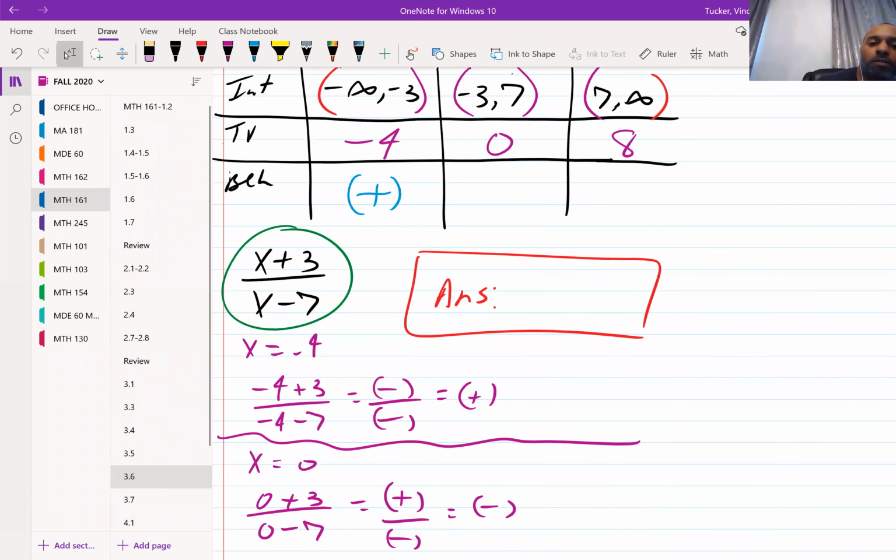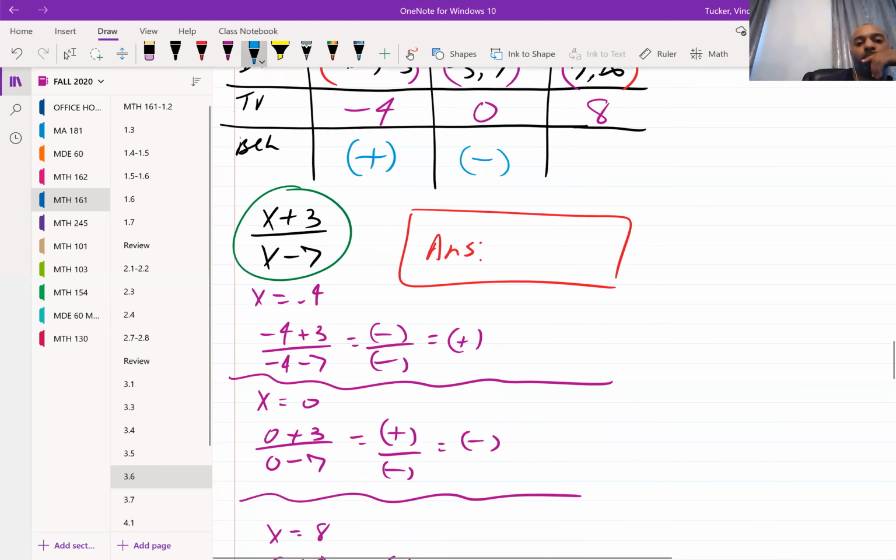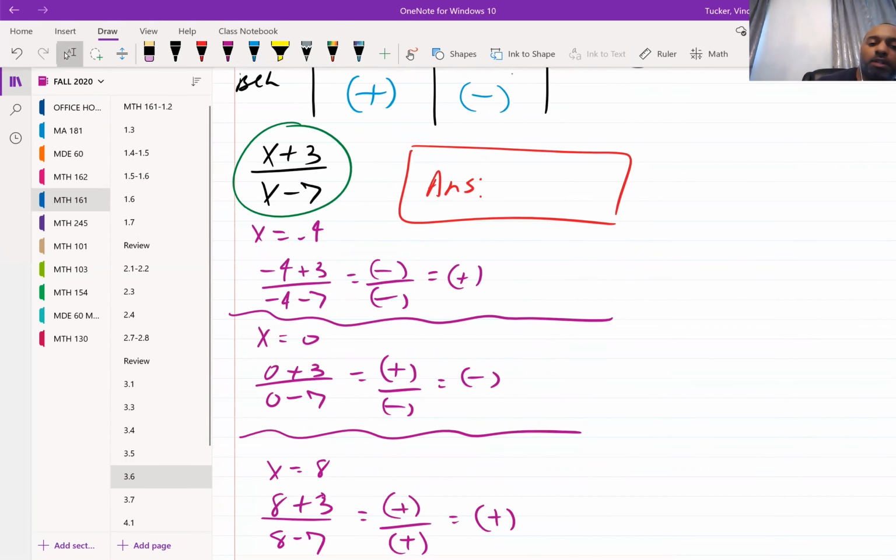Plug in 0. Positive number over a negative number, that'll end up giving me a negative number. And plug in positive 8. That'll be positive over positive, which will be positive. Make sure we are okay.